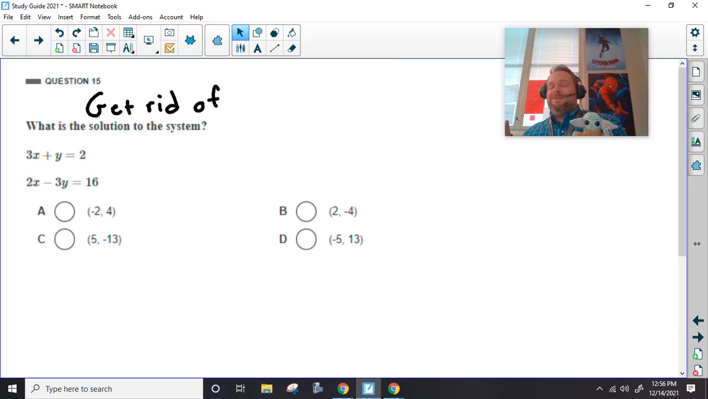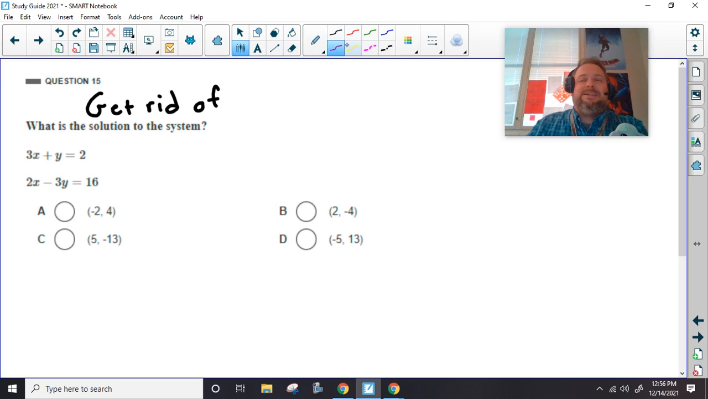All right. So going now to number 15. I want to get rid of a variable. Which one seems like I'd have to do the least amount of work to get rid of? Y. Very good. So that means I'm going to leave this bottom alone.